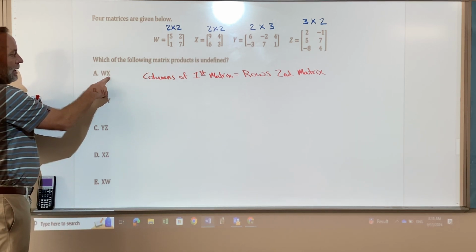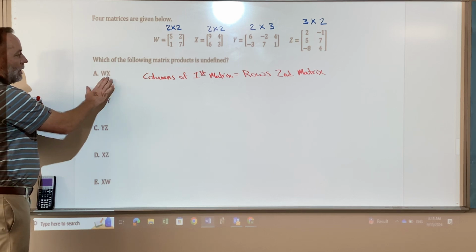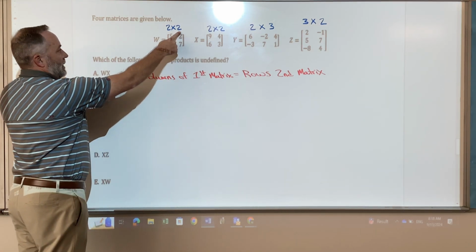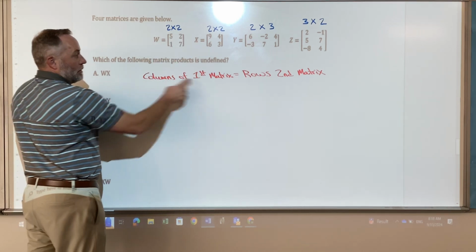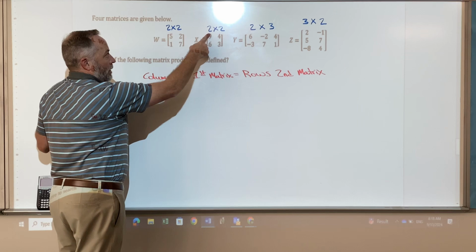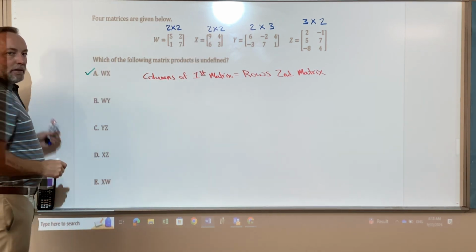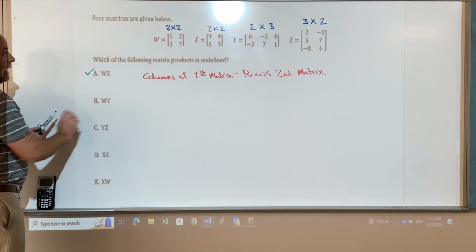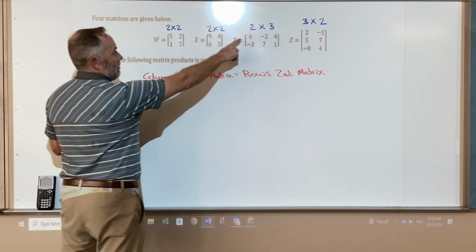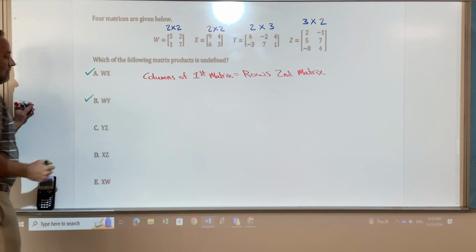So WX is our first product listed, and you could just scan through these, but we'll go in order. WX, the columns of W, our first matrix, does it match the rows of our second matrix? Columns of W is 2, rows of X is 2, they match. This one, you can find its product. Let's do WY. The columns of W, does it match the rows of Y? 2 and 2, yes, so that works.